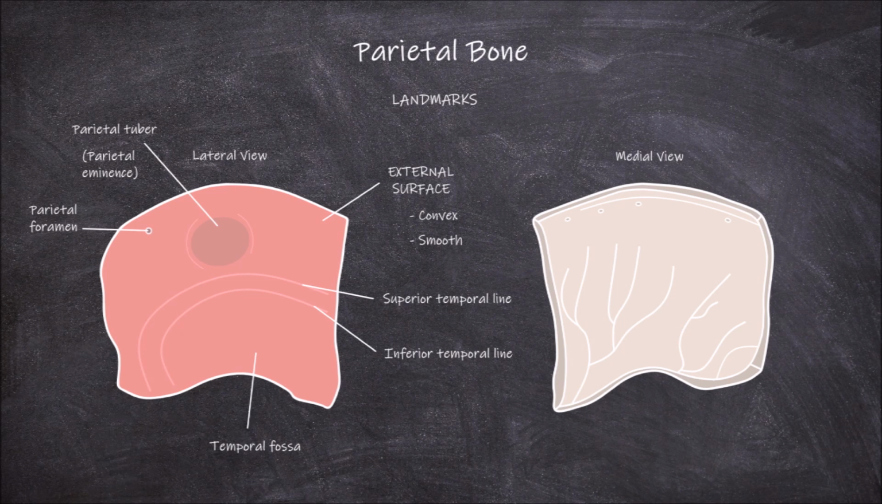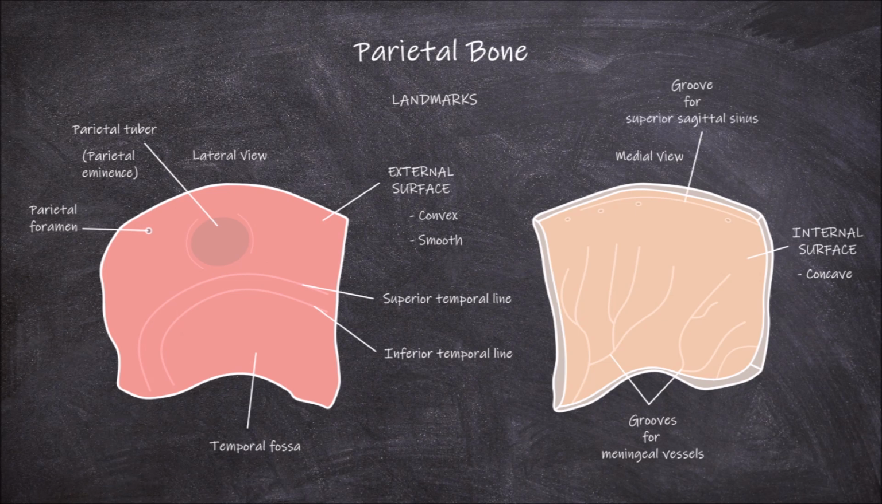The second surface of this bone is the internal surface. This surface is concave in shape. This surface has branch grooves on it for the middle meningeal vessels. Running along the superior portion of this surface is a groove for the superior sagittal sinus. Near this groove are small depressions known as the granular foveolae for the arachnoid granulations. A groove is also found on the infero-posterior part of the surface for the sigmoid sinus. The parietal foramen, when present, is also visible on the surface.